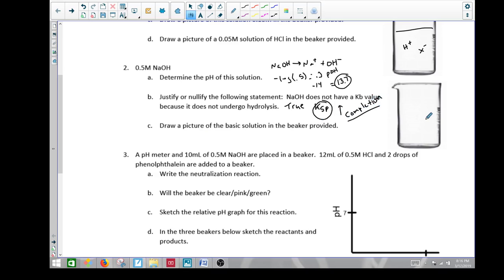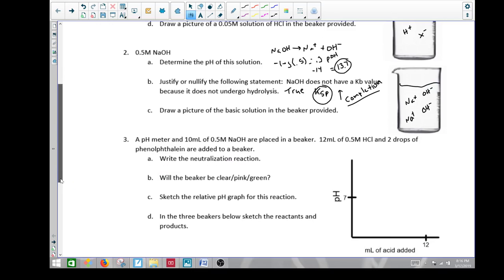Draw a picture of the basic solution provided. Okay, we have Na plus, OH negative. Keep on drawing. It matches the concentration that you'd like.